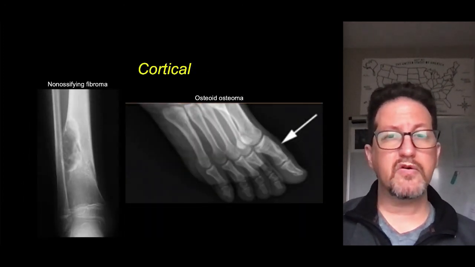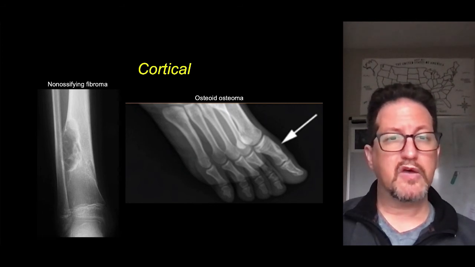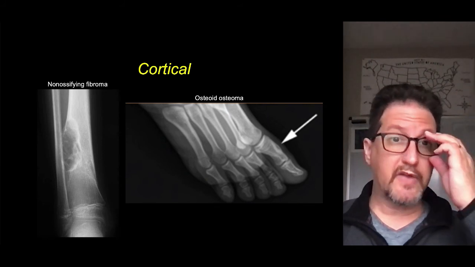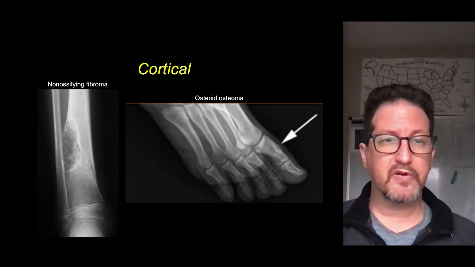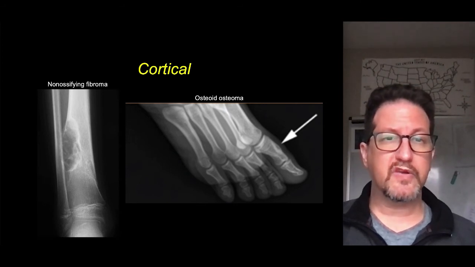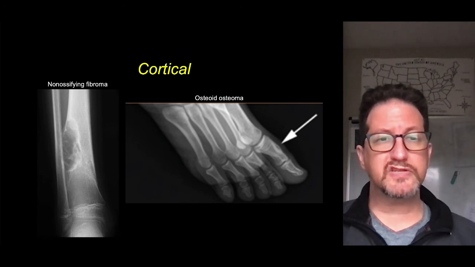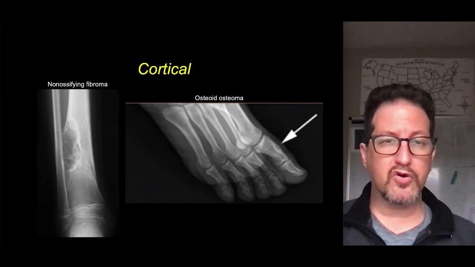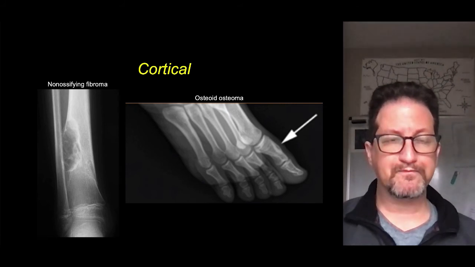And then there are the cortical ones. So you can see that non-ossifying fibroma on the left has that. Remember, that was the one with the scalloped appearance. As you can see, it is not just eccentric, not just pushed to the side, but it's actually into the cortical bone itself. So it's involving that. So that's cortical.